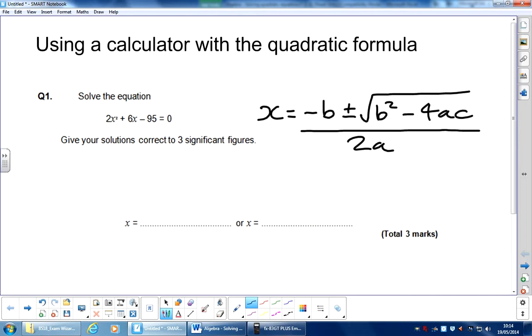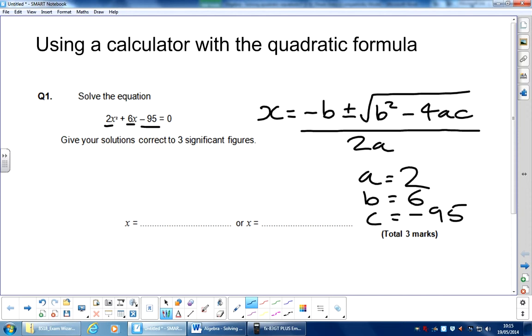The first thing to do is identify what A, B, and C are. In this case, A is the coefficient, or the number in front of the x squared, which is 2. B is the coefficient of the x, or the number in front of the x, and is 6. C is the constant on the end. Now be careful on this one, because this number is minus 95 and not just 95.